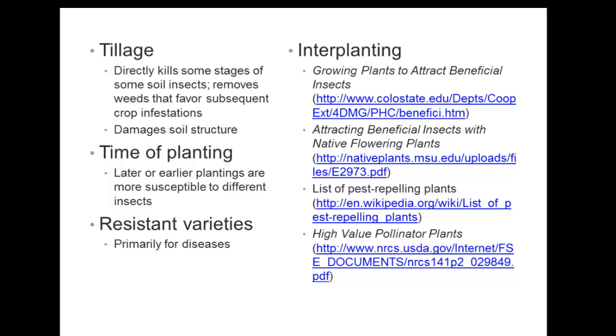There are references about plants that repel pests. Generally speaking, these are far less complete in doing what we hope them to do than the ones that attract beneficial insects are. Repellency is not always a dependable thing. And then there are plants that you would choose to use because they are of great value to pollinators. And while that might not be pest management, it's certainly insect management in a crop.